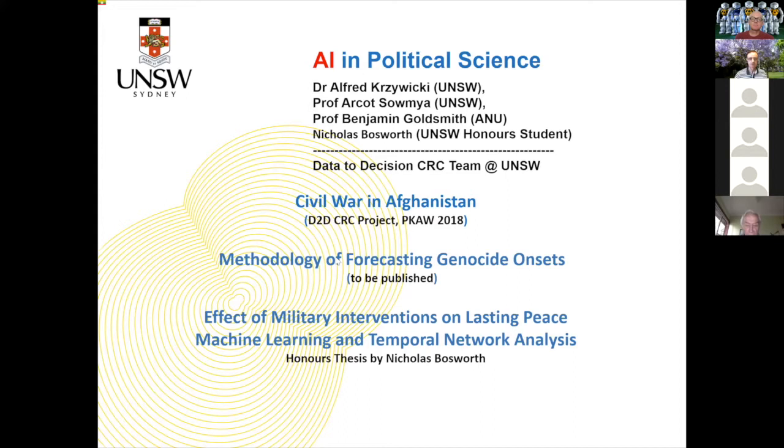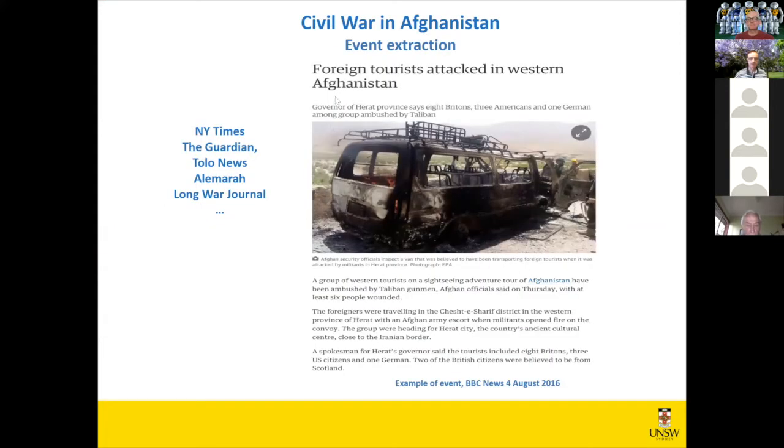So moving to the first one, the purpose of this research was to give an analyst some kind of tool and models to monitor the newspapers and quickly get the events of interest. Newspapers are different: New York Times, The Guardian, as well as local papers, local to Afghanistan, obviously. Here is an example: Taliban attacked a bus with tourists and resulted in some casualties.